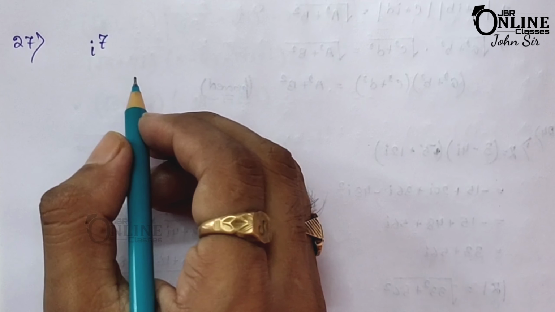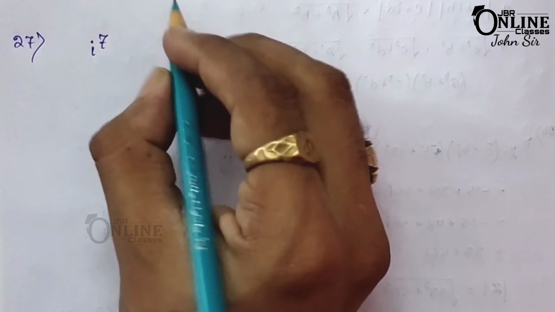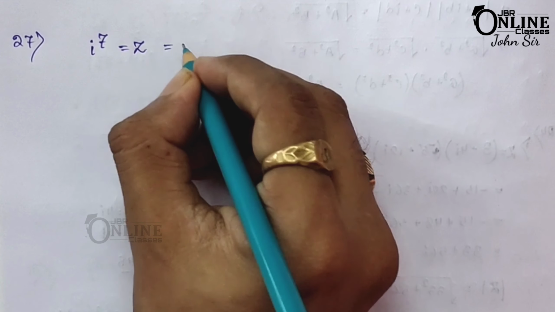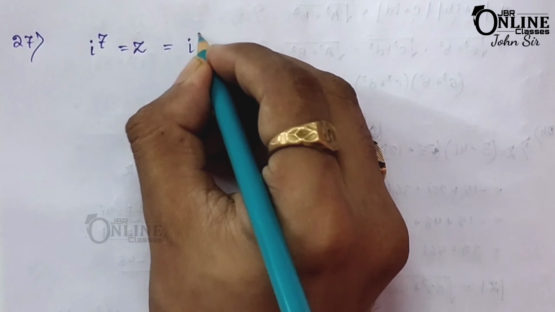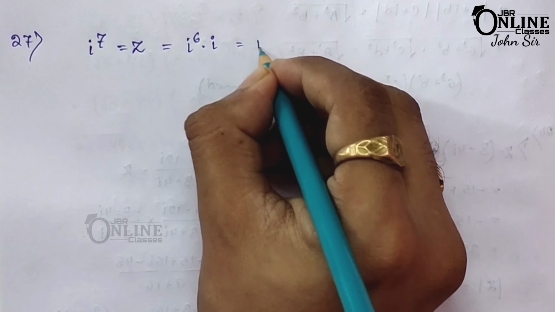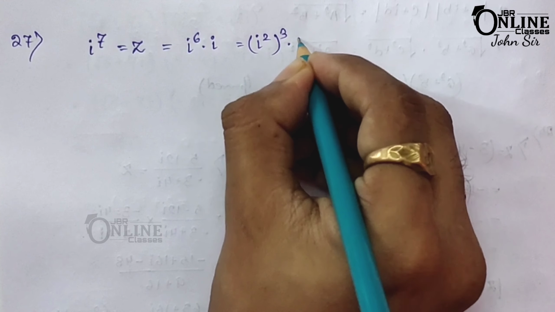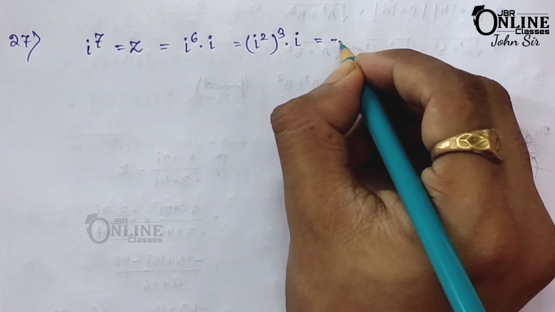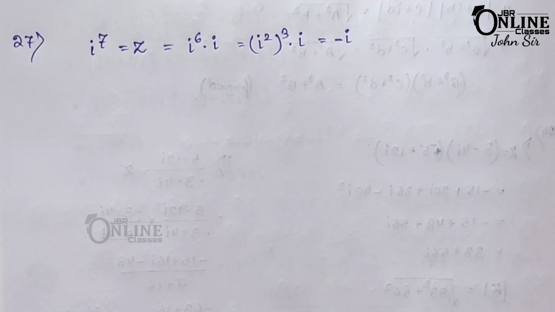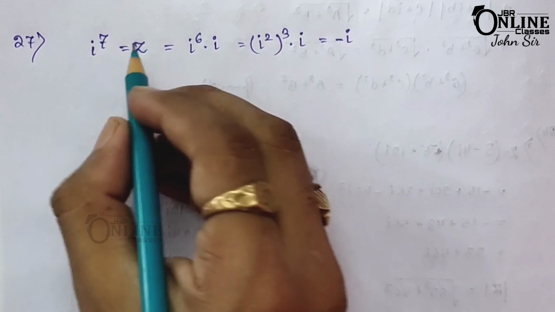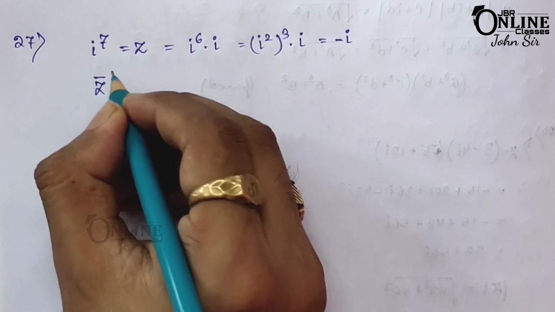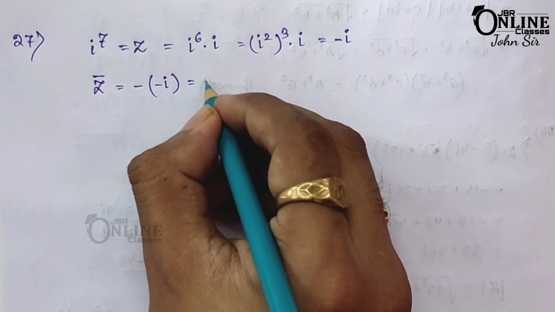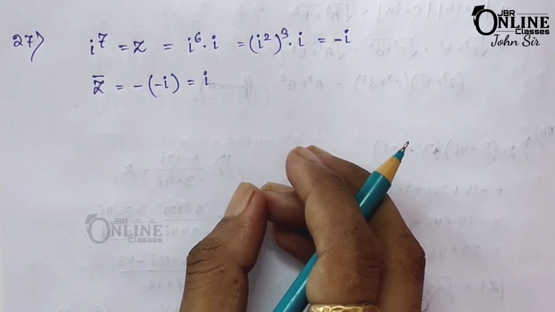Now sum number 27. Find the conjugate of i to the power 7. That means first let z equal i to the power 7. So i to the power 7 you can write as i to the power 6 into i. Now i to the power 6 means i square whole cube into i. i square means minus 1. Okay, so minus 1 whole cube means minus 1. So it will be minus i. So that means i to the power 7 equals minus i. So now you have to find the conjugate, that means z bar. So z bar will be minus into minus i, and that equals positive i as your answer.